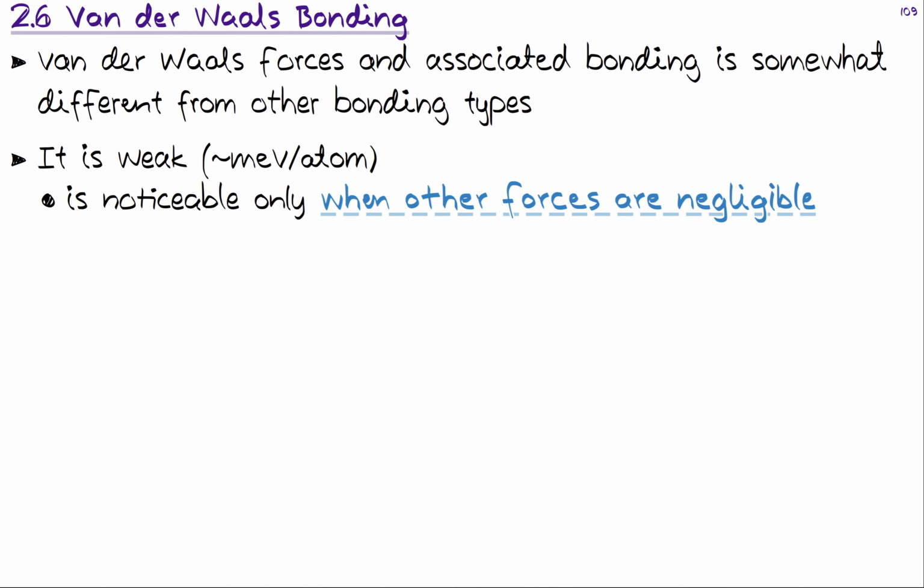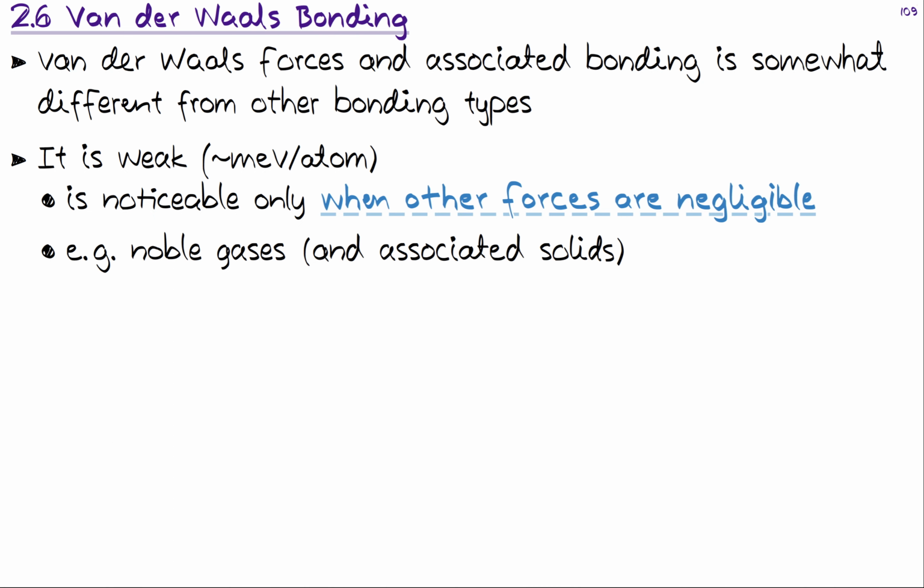This means that we can only see this force play a role in solid formation when the other forces are small or negligible. This happens, for example, when the elements don't want to share electrons and don't want to receive electrons, because their valence orbitals are filled with electrons. Then these forces start playing a role. And this happens when we have noble gases and the associated solids.